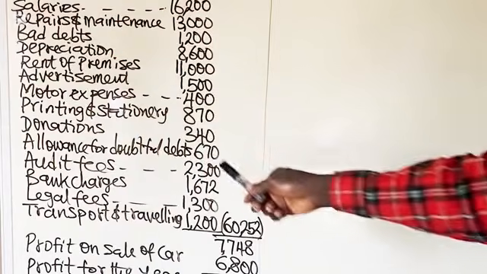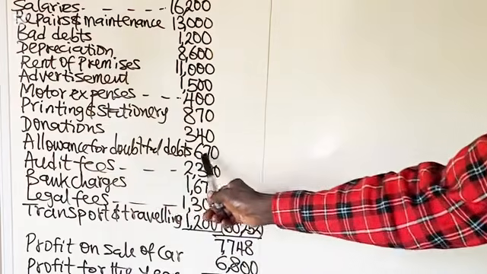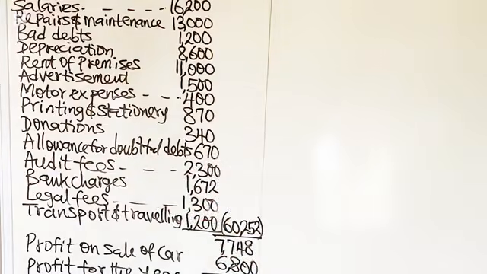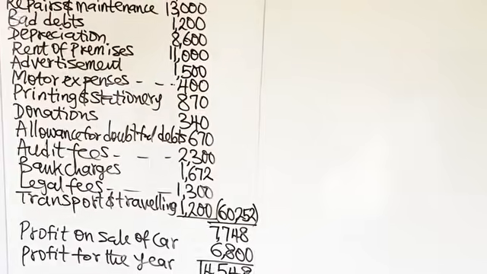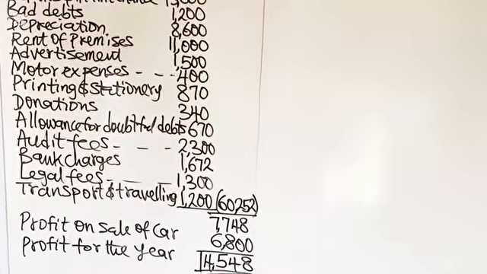We have donations of 340,000, allowance for doubtful debts of 670,000, audit fees of 2.3 million, bank charges of 1,672,000, legal fees of 1.3 million, and transport and traveling of 1.2 million. The total expenses is 60,252,000.